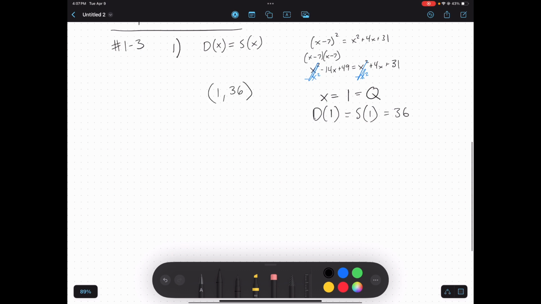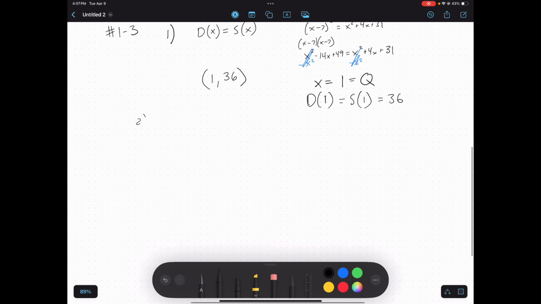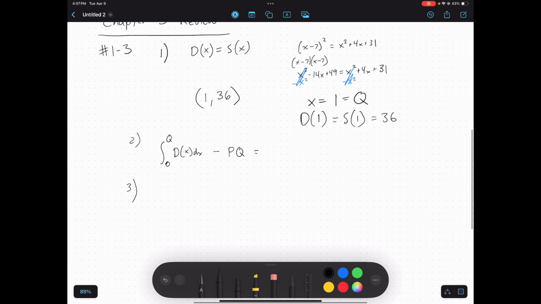If you set the price at $36, you'll sell one product. And that's what we want. So once you have that, you move on to your consumer and producer surplus, which of course you have formulas for. Consumer surplus is the integral from 0 to Q of your consumer demand equation minus price times quantity. So what does that look like in terms of our function? I would do the integral from 0 to, remember, Q is the X value, so 0 to 1 of my demand function, which is (x minus 7) squared.